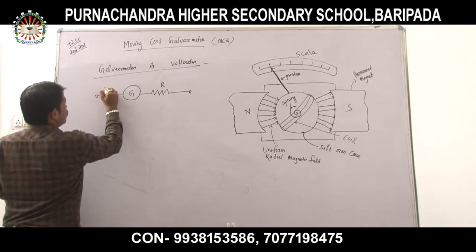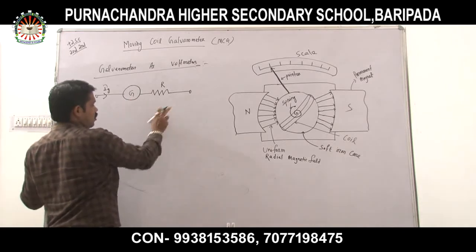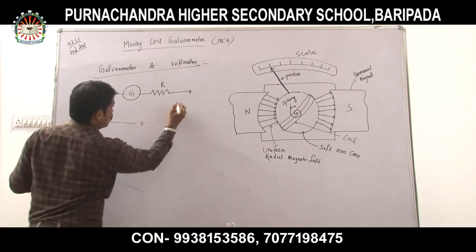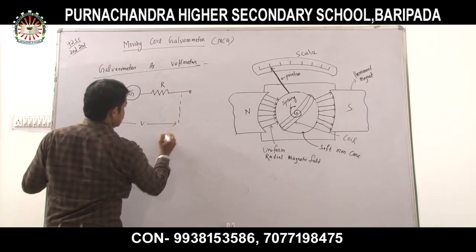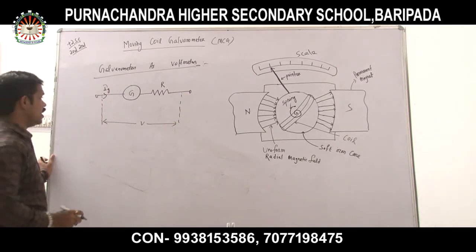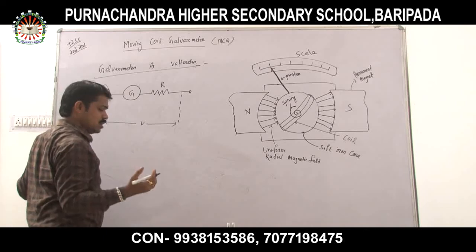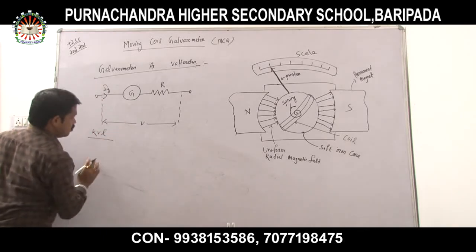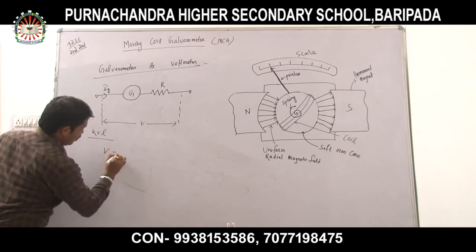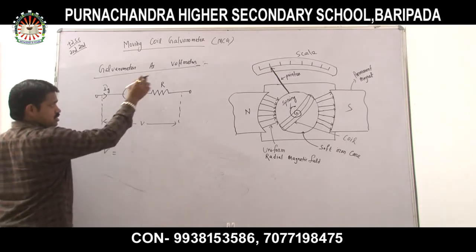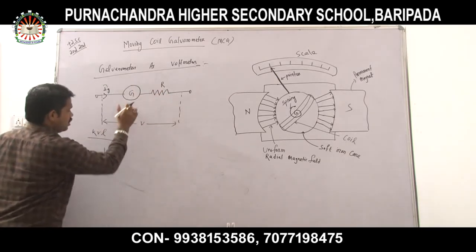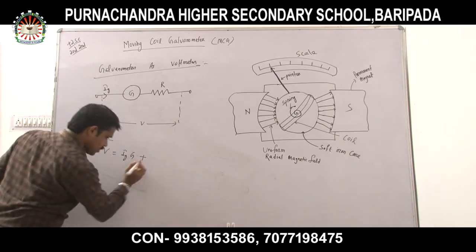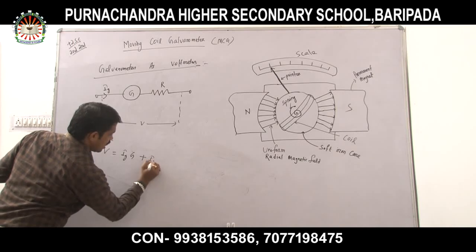Now suppose Ig is the current flowing through this galvanometer, and here we have to find out the voltage in between these two. Similarly, I have to apply the KVL to the circuit. The total voltage V is equal to the voltage across this plus the voltage across this. The voltage across this is Ig into G, plus the voltage across this, Ig into R.